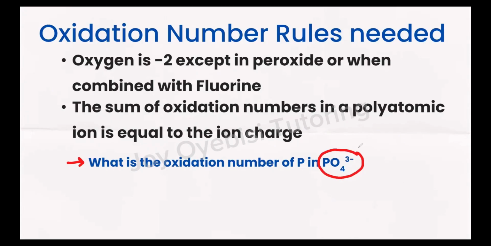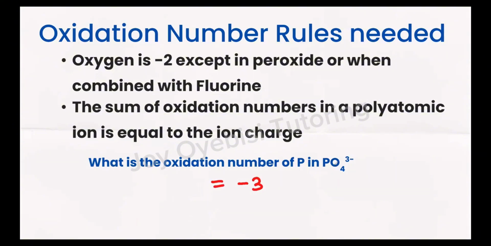The first is that oxygen is -2 except in peroxides or when combined with fluorine. The second one is that the sum of oxidation numbers in a polyatomic ion is equal to the ion charge. So now we know the rules. The sum of P and oxygen should equal the charge, -3. So I'm going to have equals -3 here. Then I'm going to work backward.